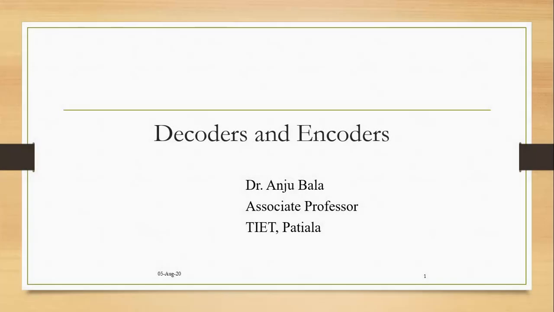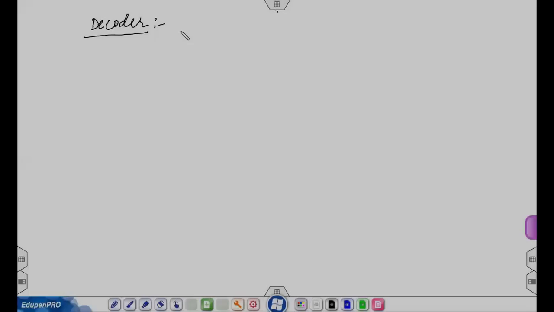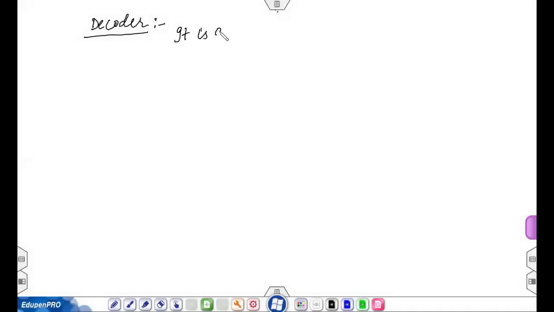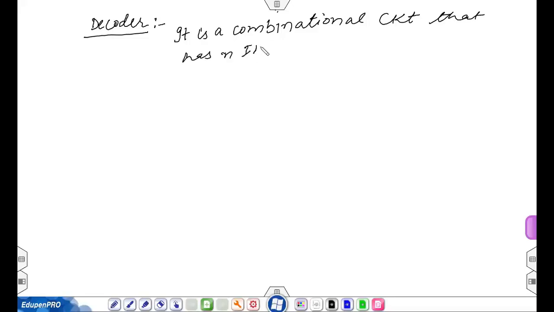Dear students, in today's lecture we'll discuss decoders and encoders along with their applications. A decoder is a combinational circuit that has n inputs and 2 raised to power n outputs. This is the definition of a decoder, and now let's look at its applications.